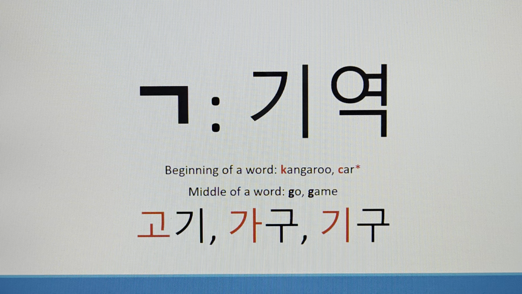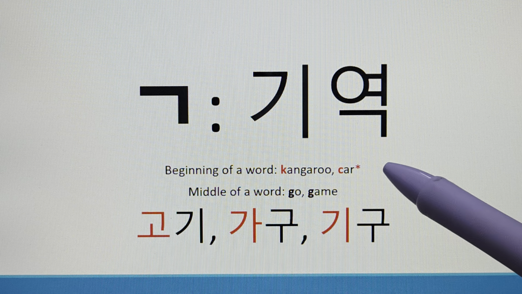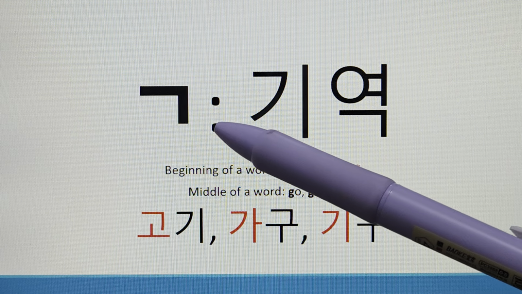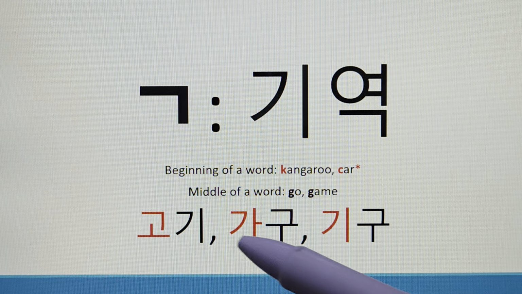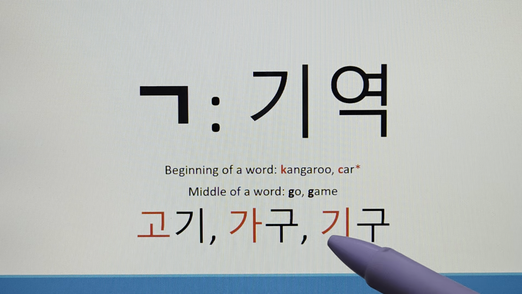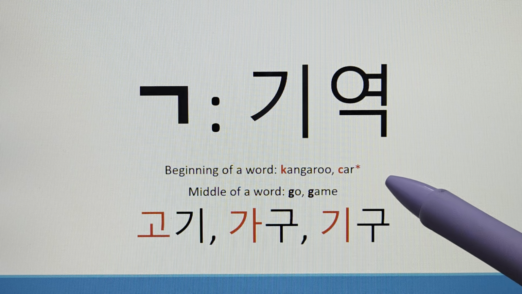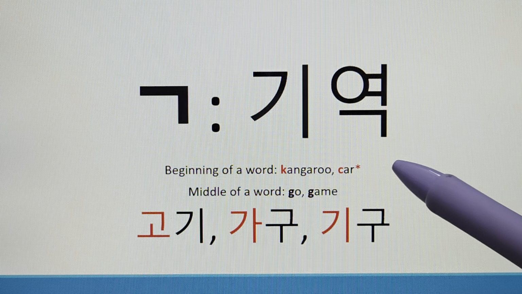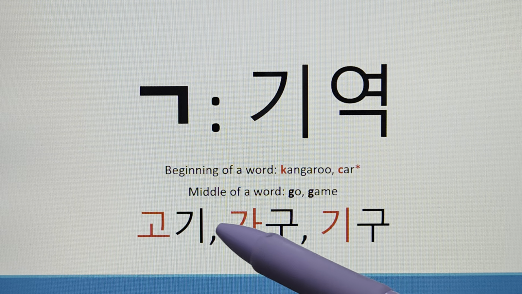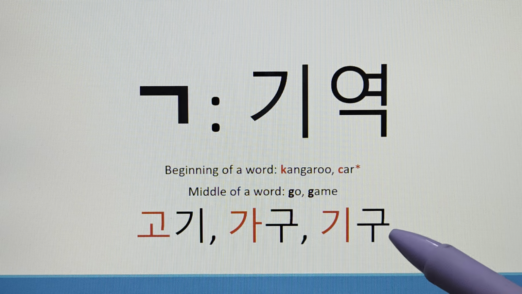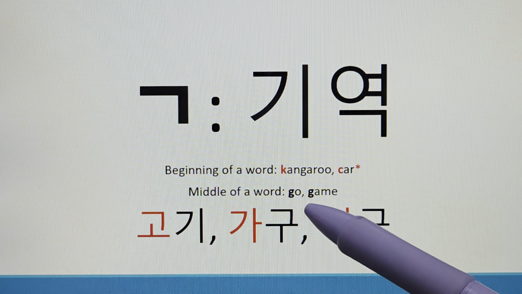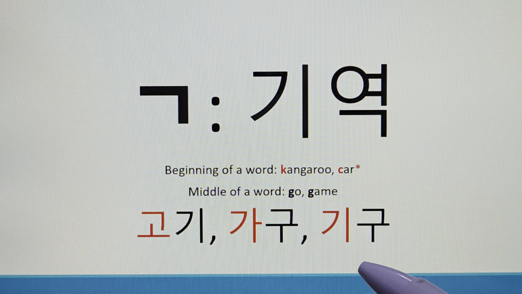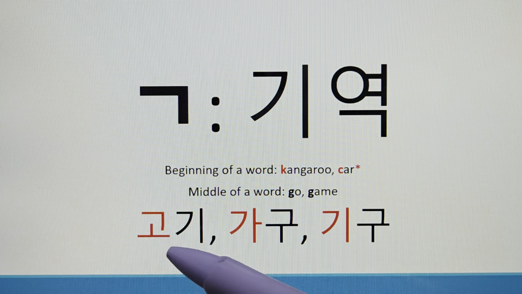But on this slide, you see a red star here. This means that if this consonant, 기역, comes at the beginning of a word like this, it sounds harder, like K in kangaroo and car. But if it comes in the middle of a word, it sounds softer, like G in go and game. Okay? So let's read some examples together here.